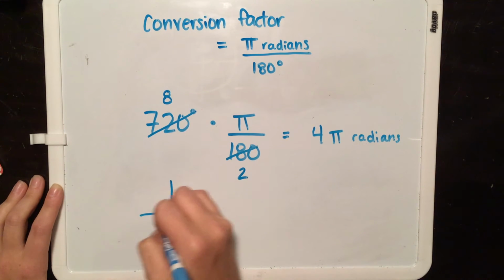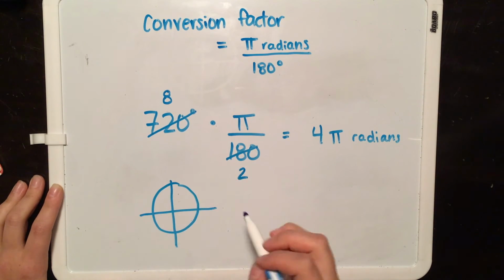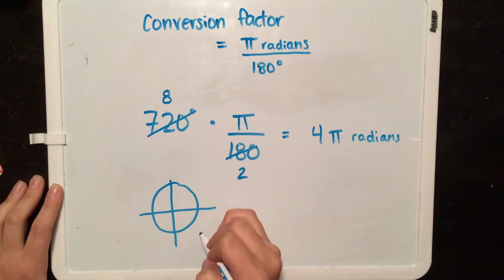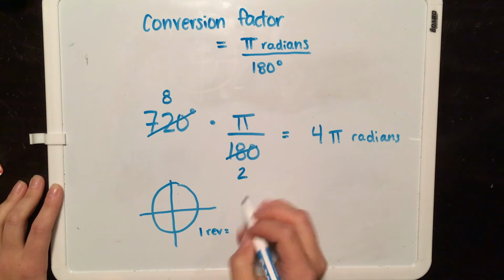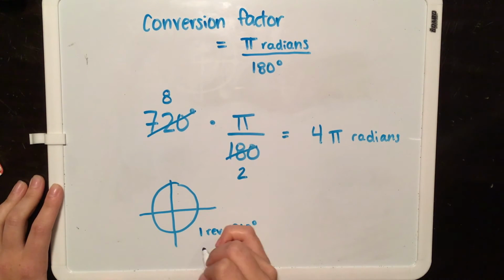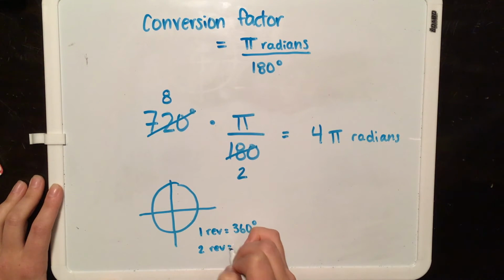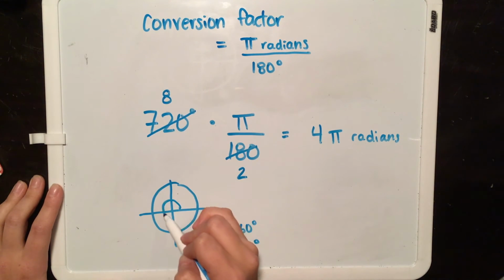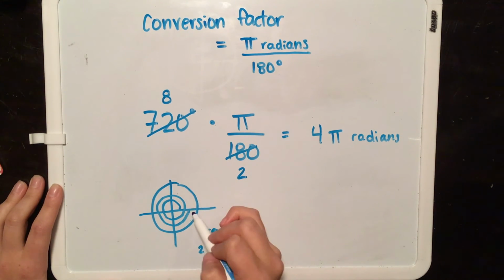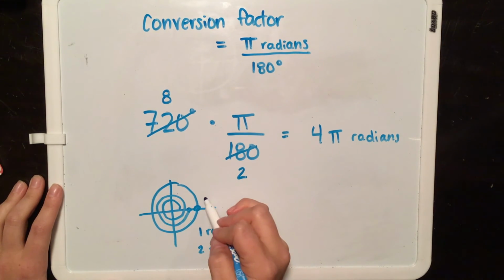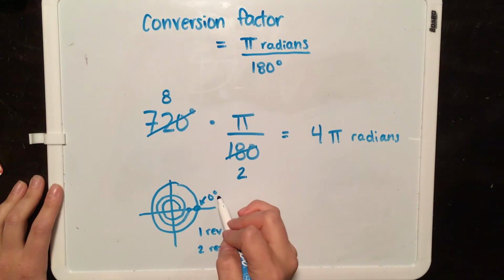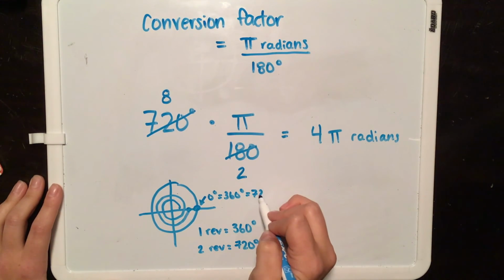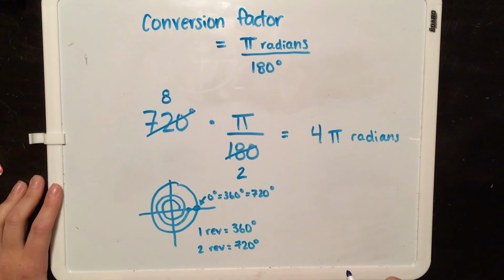720 degrees, if we're looking at the unit circle, is 2 revolutions around the circle, because 1 revolution is 360 degrees, and if we multiply that by 2 revolutions is 720 degrees. And if we go around the circle 2 times, we land right back at where we started. 0 degrees, 360 degrees for the first revolution, and 720 degrees for the second revolution.